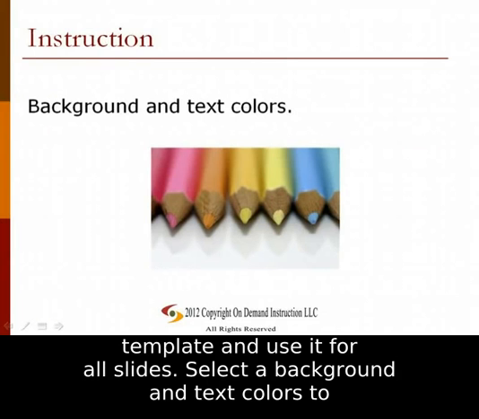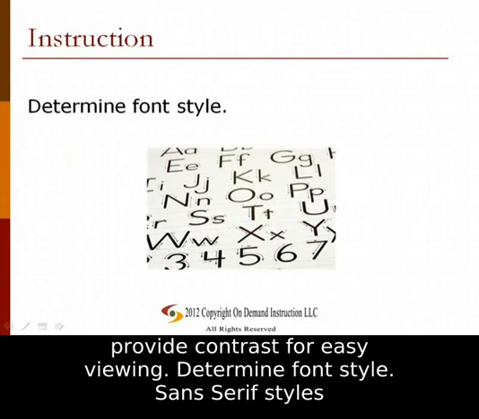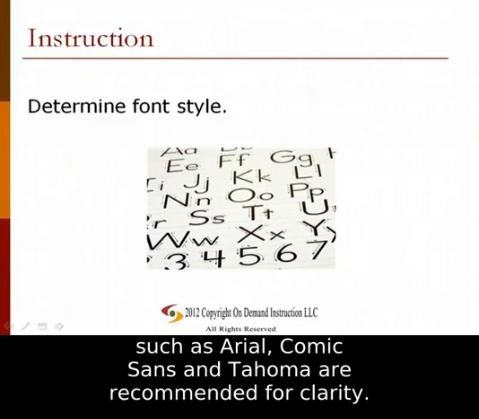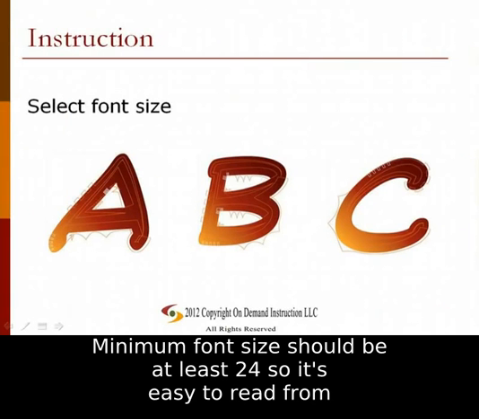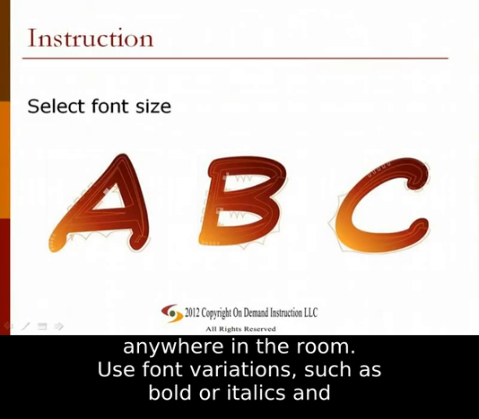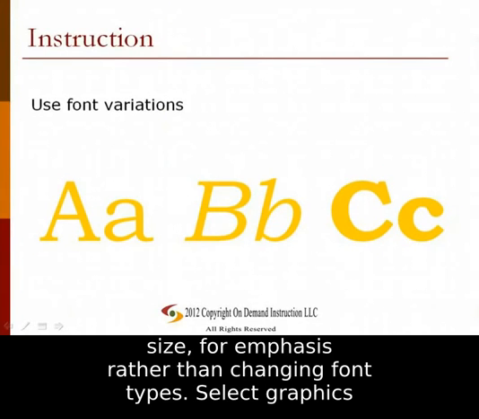Select a background and text colors to provide contrast for easy viewing. Determine font style. Sans serif styles such as Arial, Comic Sans, and Tahoma are recommended for clarity. Minimum font size should be at least 24 so it's easy to read from anywhere in the room. Use font variations such as bold or italics in size for emphasis rather than changing font types.